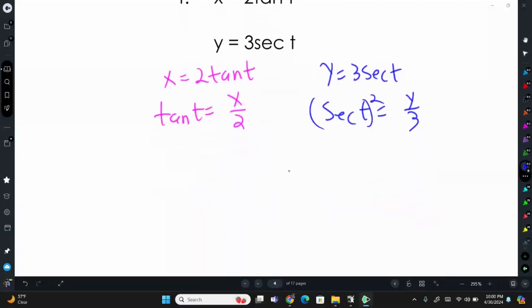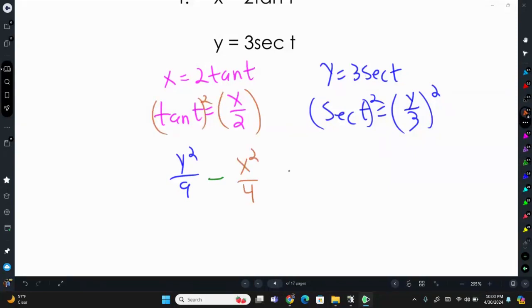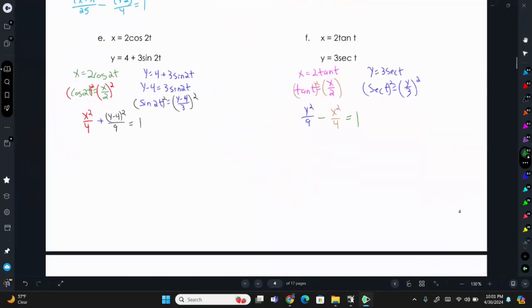So square both sides here. So we have y squared over 9 minus, square the tangent, x squared over 4, and it's going to equal 1. So this is a hyperbola that is vertical because the y is positive and the x is negative. So again, it's not too bad as long as you remember to use those identities at that point.